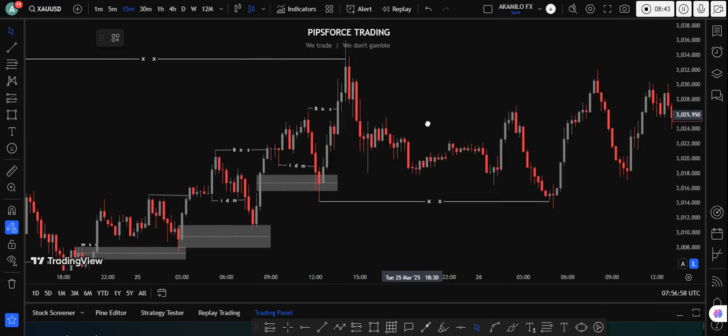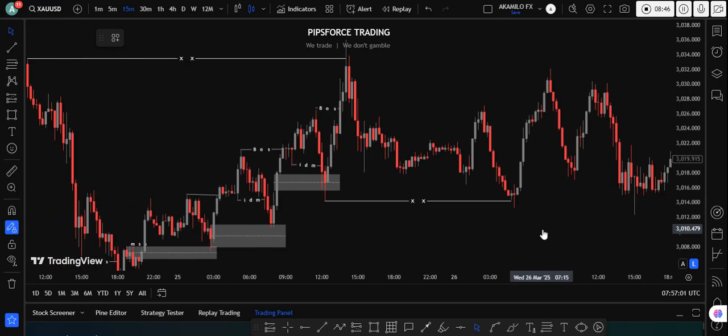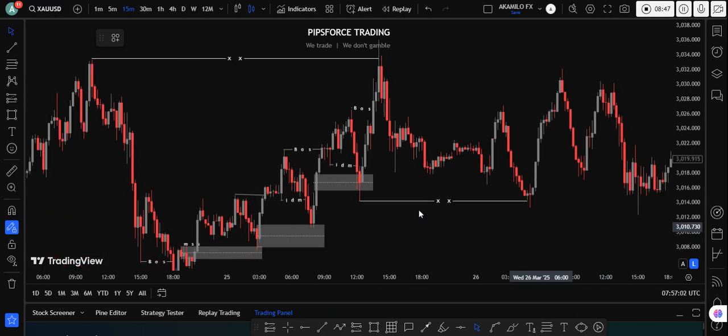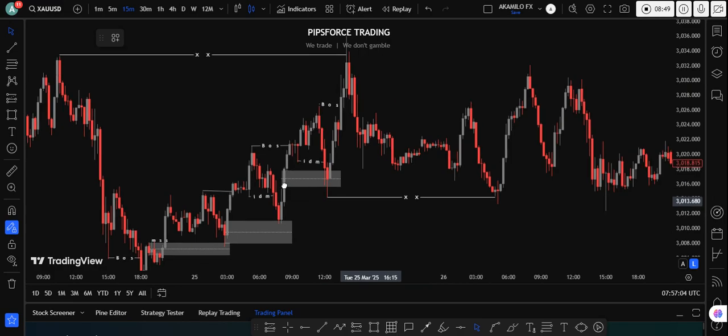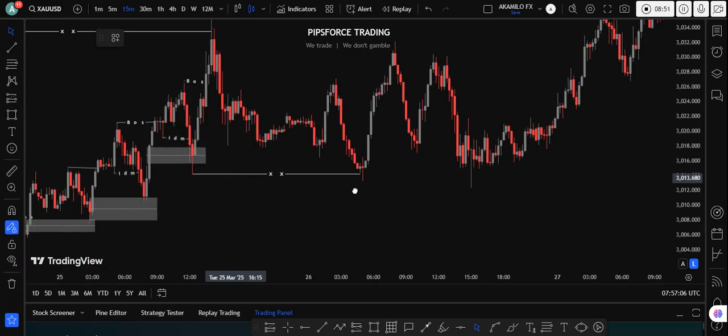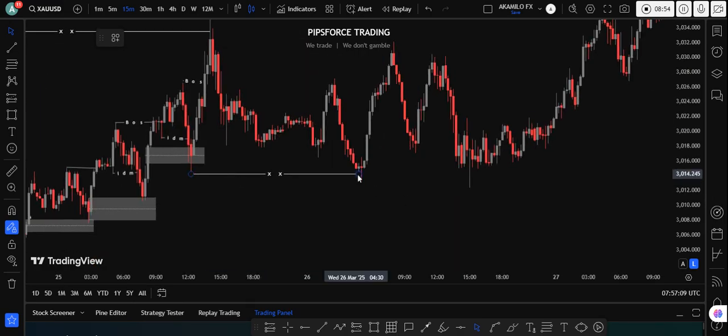After pushing price higher, it finally finds its way to break this particular level. This sweeps the liquidity, but it didn't break that level. It maintains here because this is a break of structure, so it gives us another shift in market structure at this level. So we have a shift in market structure here.